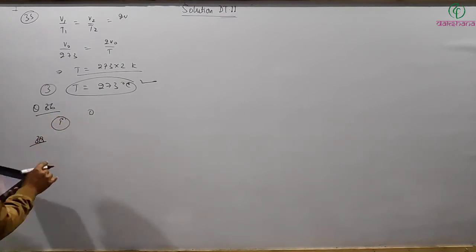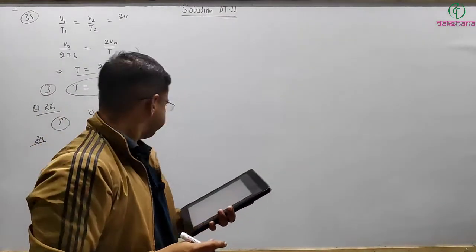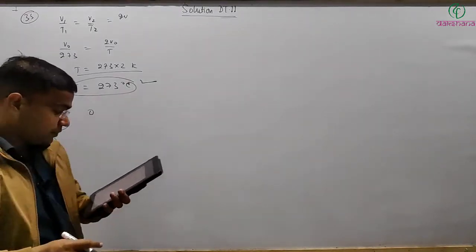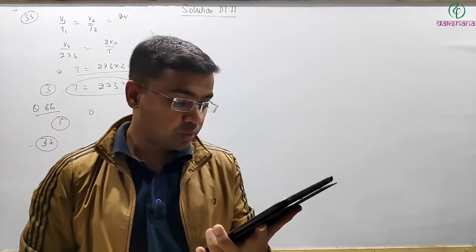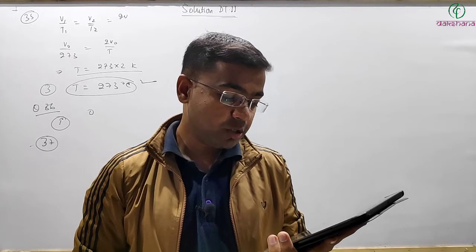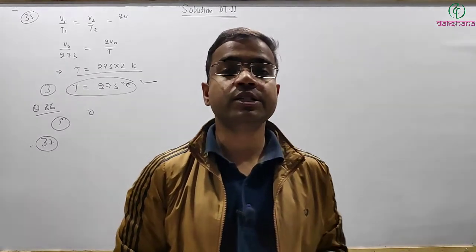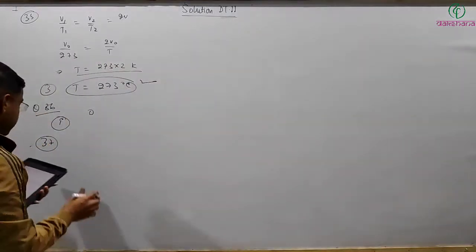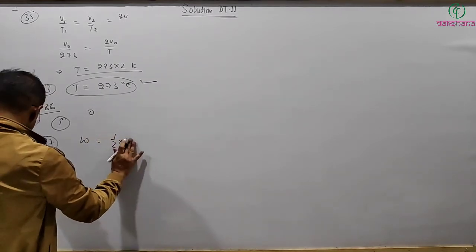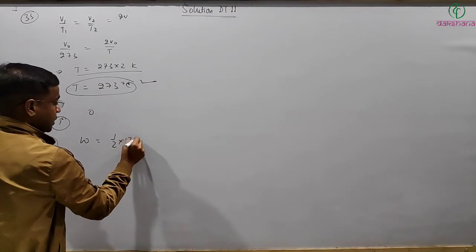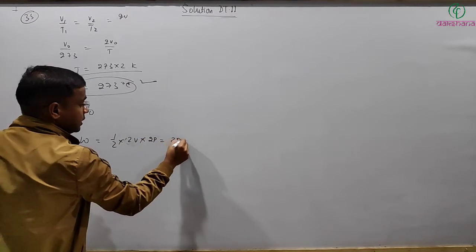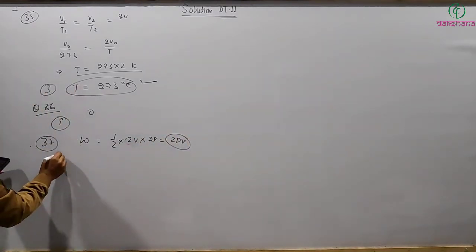Question number 37, after 36. An ideal gas is taken around the cycle ABCA as shown in the PV diagram. Work done during the cyclic process is equal to the area under the graph, so we can find this area. W is equal to the area, that is 1/2 into 2V, because 3V minus 2V is 2V, multiplied with the change in pressure, that is 2P. So 2PV is the work done, matching with option number 1.